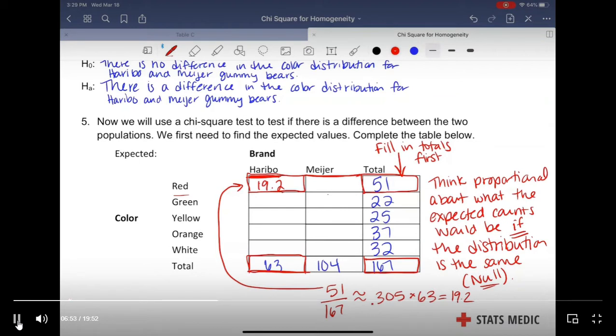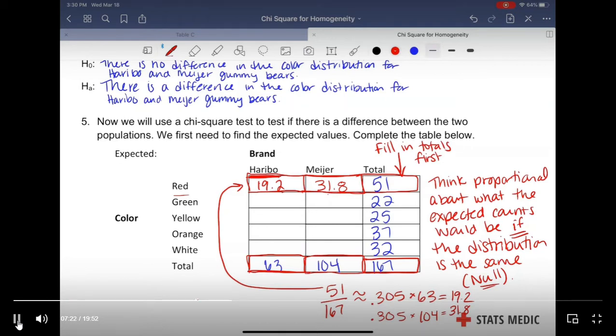Well, what about the Meyer brand then? It's still 30.5%, but now there were 104 of them. So that one gives me 31.8. I'm going to fill this one in right here, 31.8. Now, a really nice thing you can do to check here is remember, these have to add up to 51, which they do. If they didn't add up to 51, I would know I did something wrong.